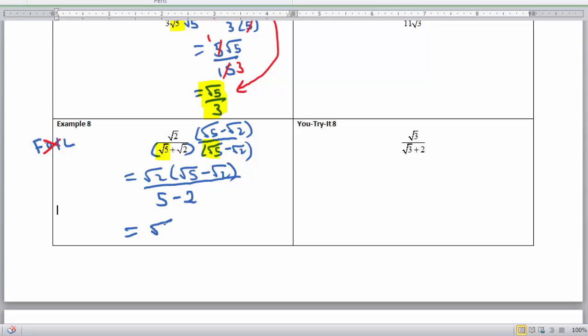So again, I'll leave the numerator as the mess that it is. It's the square root of 2 times the square root of 5 minus the square root of 2, and it's all over 3. Okay? So again, like I say, it's a trade-off. In making the denominator free of radicals, I've now introduced more radicals into the numerator, right? You get rid of it in one place, but you're adding to it in the other place.